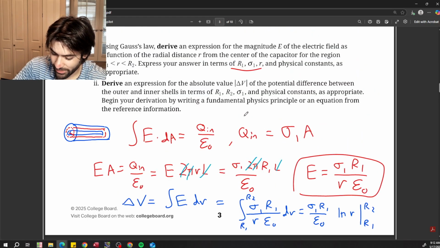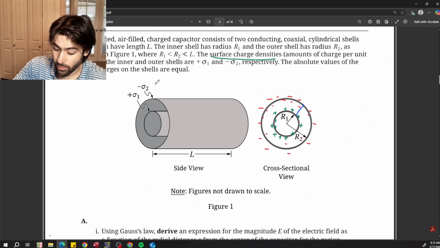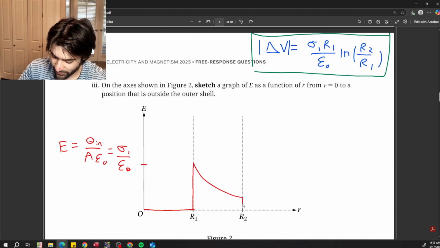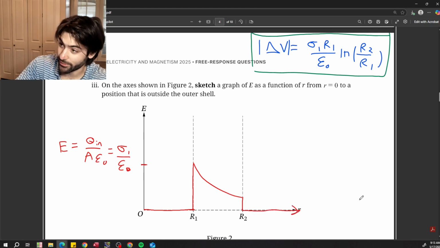Then once we get to the outer radius, note that these two charges are equal and opposite, so they'll cancel, meaning the net charge enclosed is 0. So the electric field outside of the coax will also be 0. So your graph should look something like this.